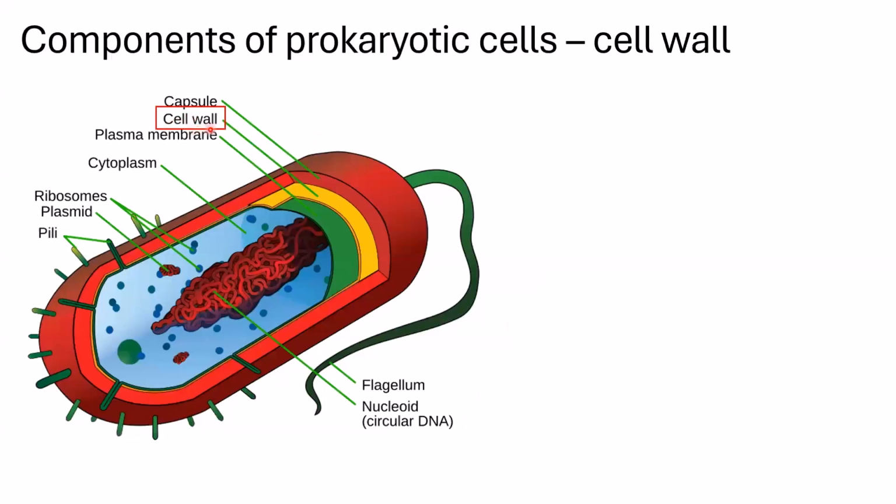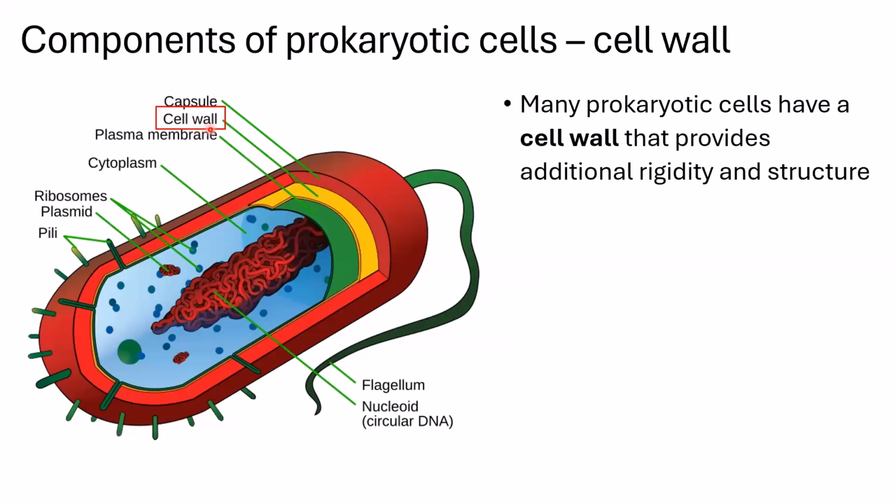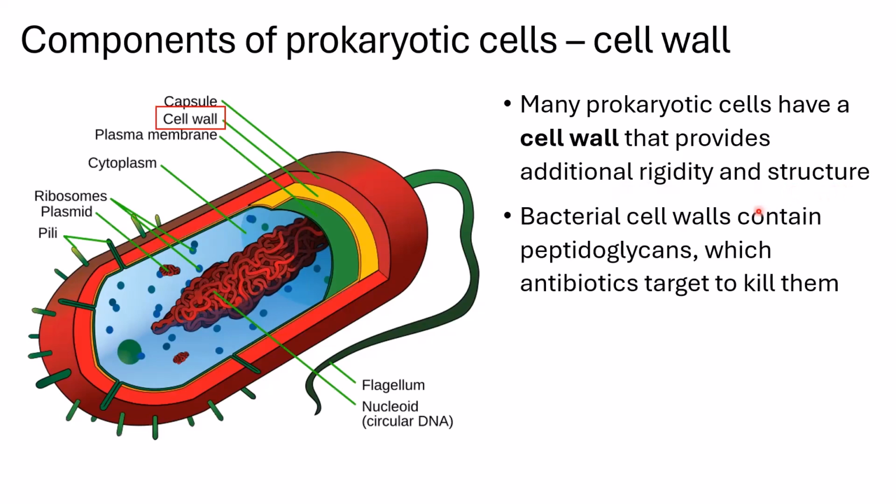First, the cell wall. Most prokaryotic cells have a cell wall, which is depicted here in yellow. The cell wall provides additional rigidity and structure to the prokaryote. In bacteria, the cell walls contain peptidoglycans, which are peptides combined with carbohydrates. Some components of the immune system recognize bacteria based on the presence of peptidoglycans on the cell wall. And many antibiotics target the peptidoglycans to destroy their structure and kill the bacteria. Incidentally, the peptidoglycans in the cell wall also determine whether the bacteria is gram-negative or gram-positive.